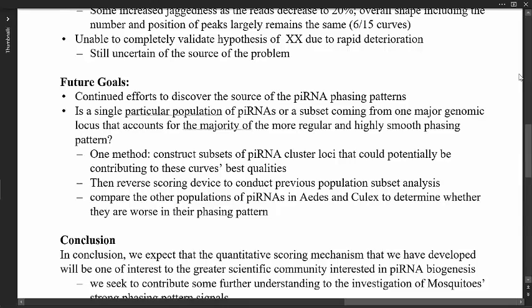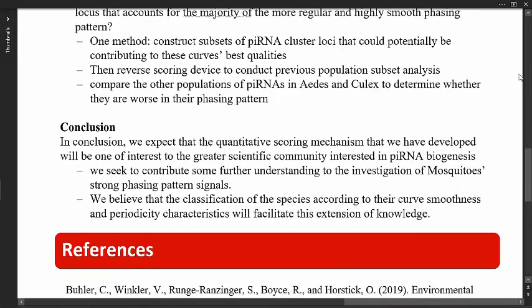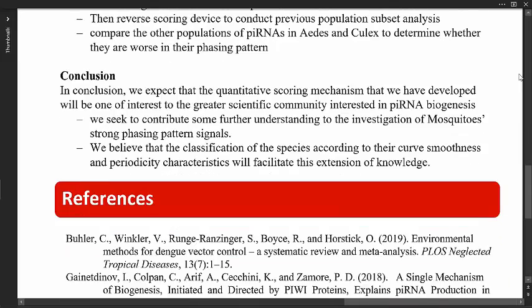So in conclusion, we expect that the quantitative scoring mechanism that we've developed will be interesting to the greater scientific community that is interested in piRNA biogenesis. So we sought with our project to contribute some further understanding to the investigation of these strong phasing pattern signals that seem to occur mostly in mosquitoes. And we believe that the classification of these species according to their curve smoothness and periodicity characteristics will facilitate the extension of this knowledge.